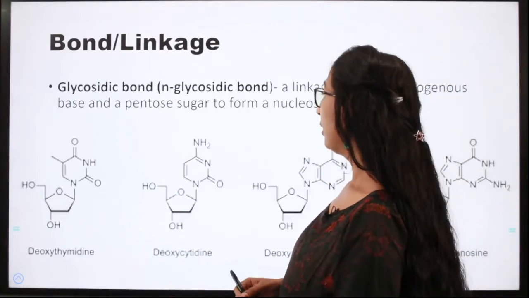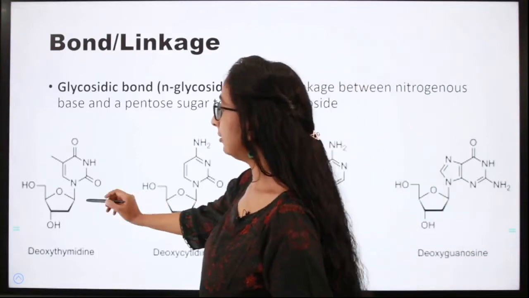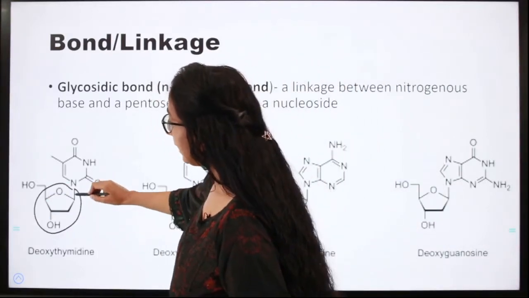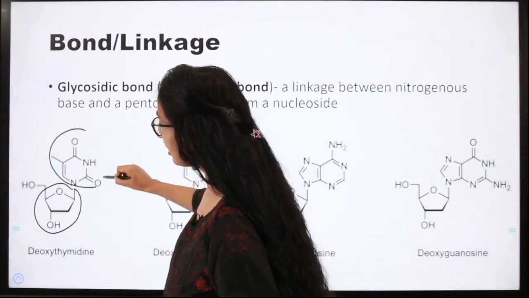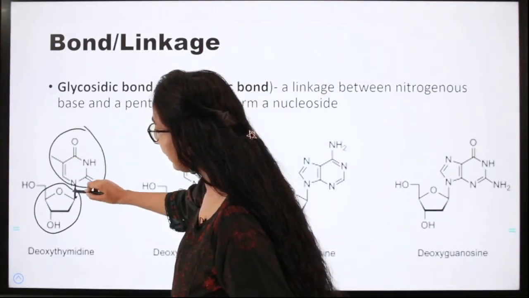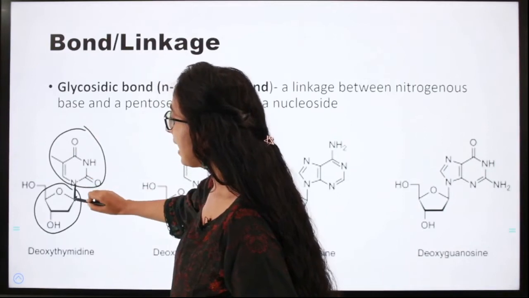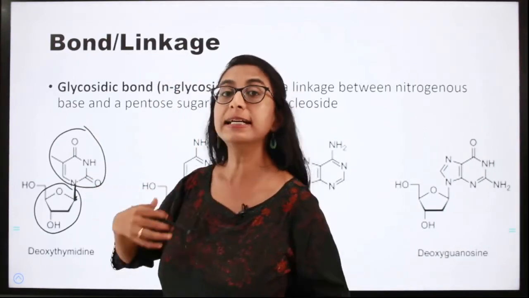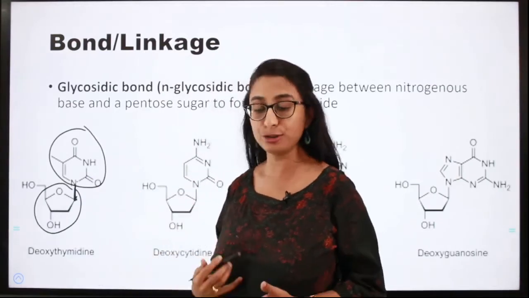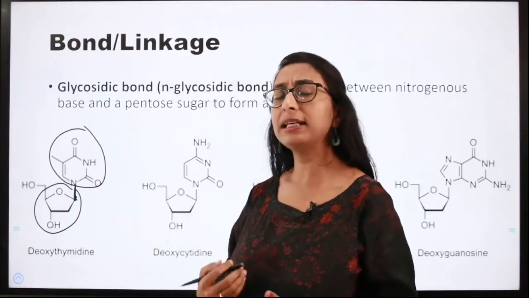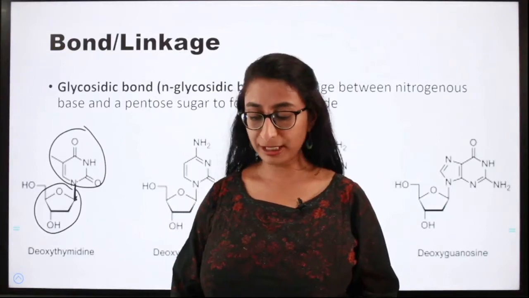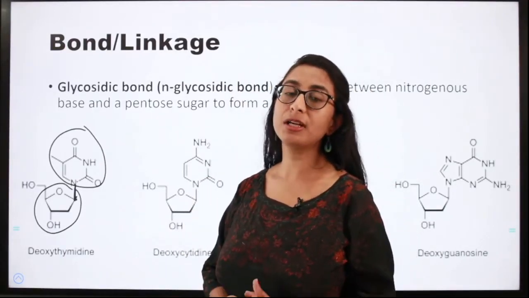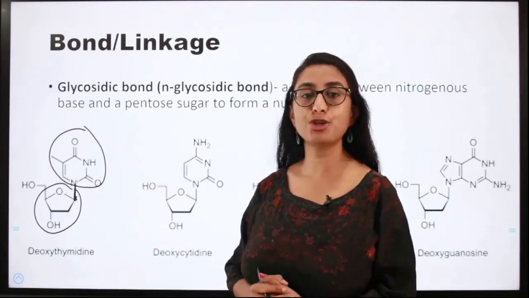So here you can find that this is the pentose sugar, isn't it? This is the pentose sugar. It is linked to a nitrogenous base. So here this linking between the nitrogenous base and the carbon 1 atom of the pentose sugar is called a glycosidic bond or a glycosidic linkage. Both glycosidic bonds and glycosidic linkages are formed due to condensation reaction, which is involved with elimination of water.